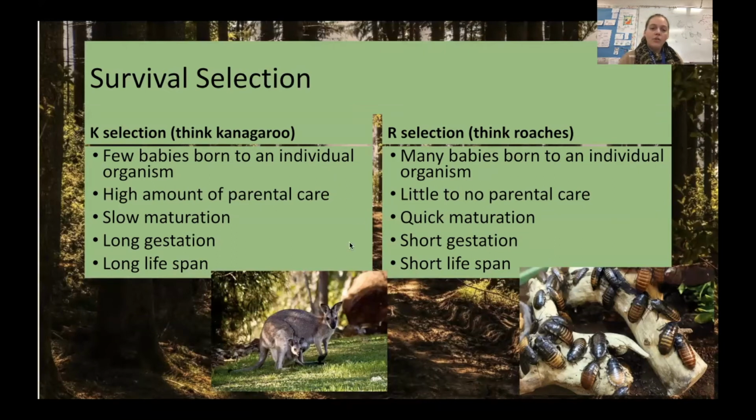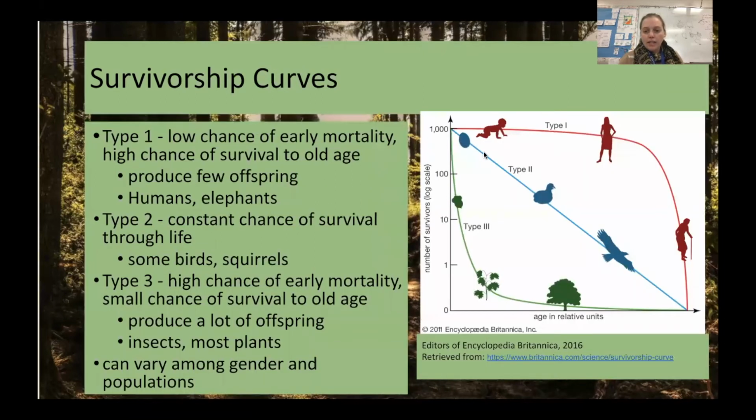You can have an intermediate form of selection that's kind of between these two. Most of the time you're going to have amphibians like frogs and salamanders fall into R selection. Mammals will fall into K selection. Most plants will be R. And then for intermediate, you would have things like songbirds, squirrels, some mammals like dogs, cats that have litters of babies.